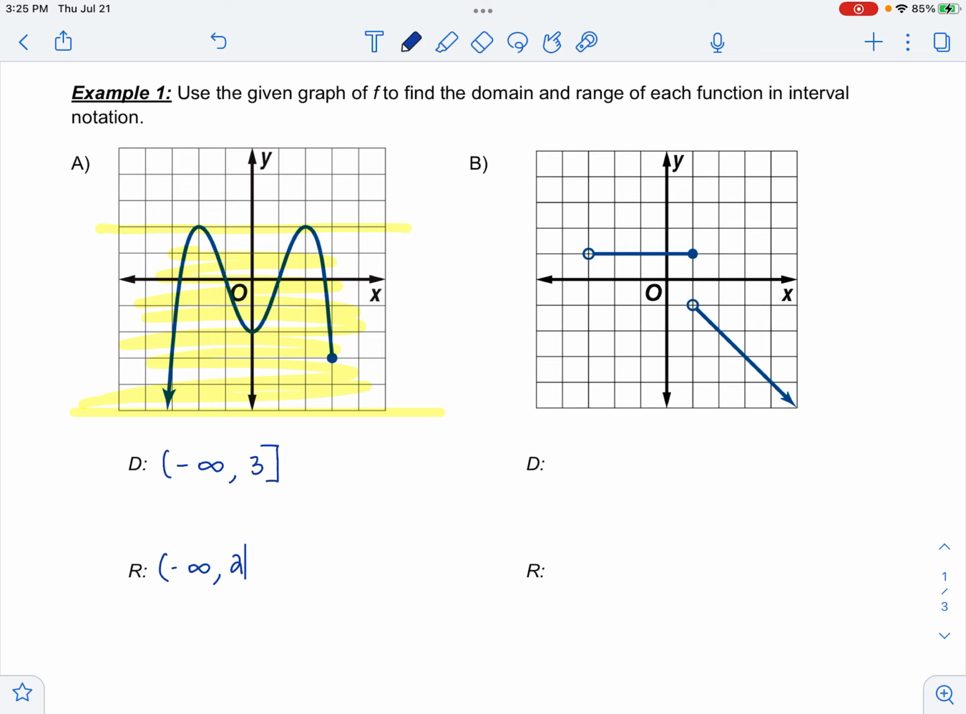I'm using a bracket because there are points there. And if you're like, wait, how do I know there's a point? This right here is a point. This is a point. It doesn't have to look like this in order to be a point. It has to look like this to not be a point, though.